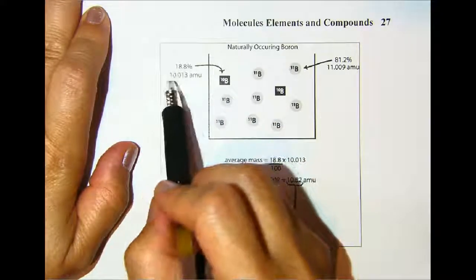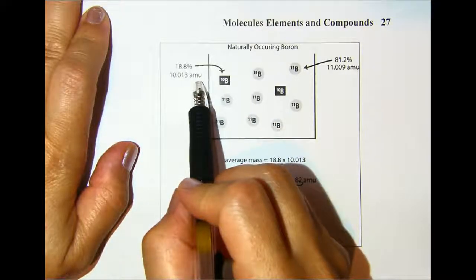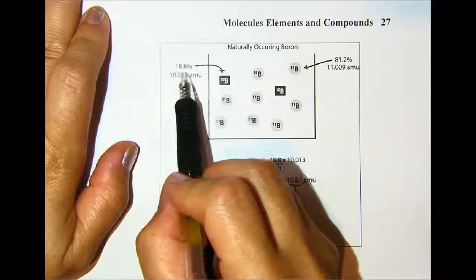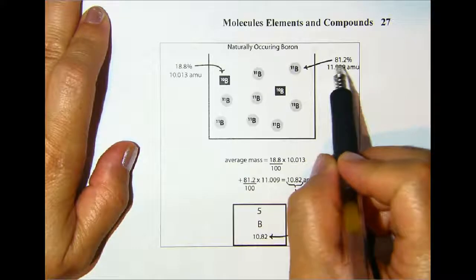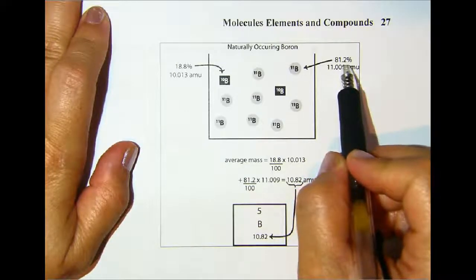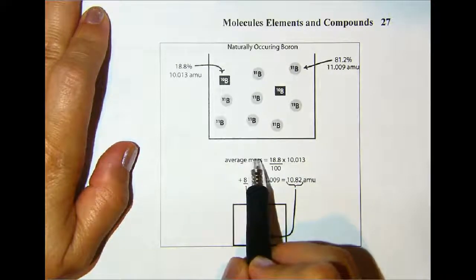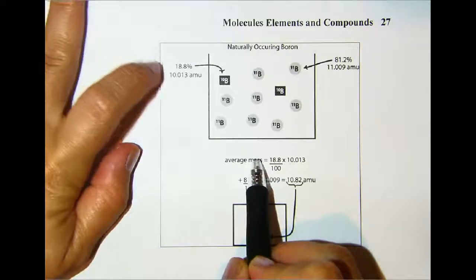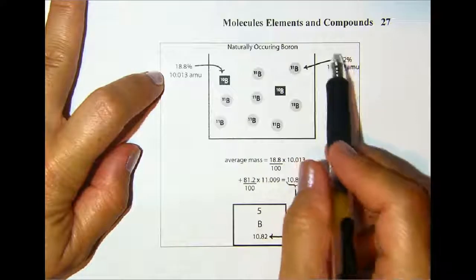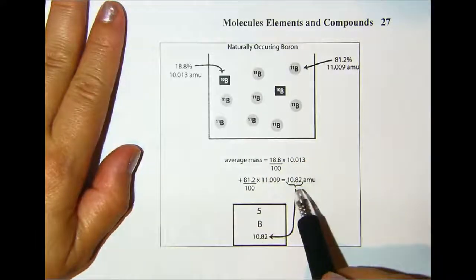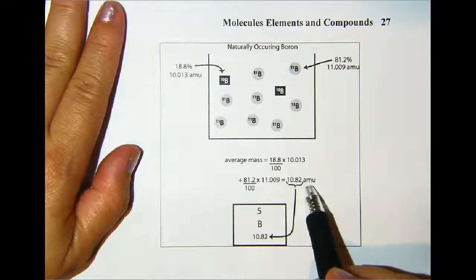Boron 10 has a mass of 10.013 atomic mass units at 18.8%, while boron 11 is 11.009 atomic mass units at 81.2%. So the average mass from the periodic table is going to be equal to these multiplied to one another plus these multiplied to one another, which gives you 10.82 atomic mass units.